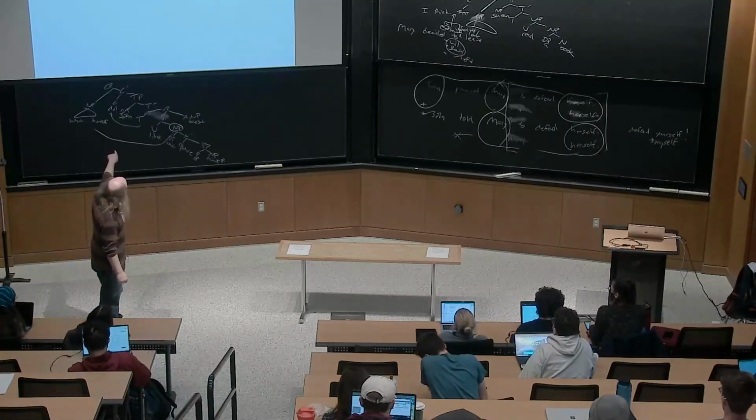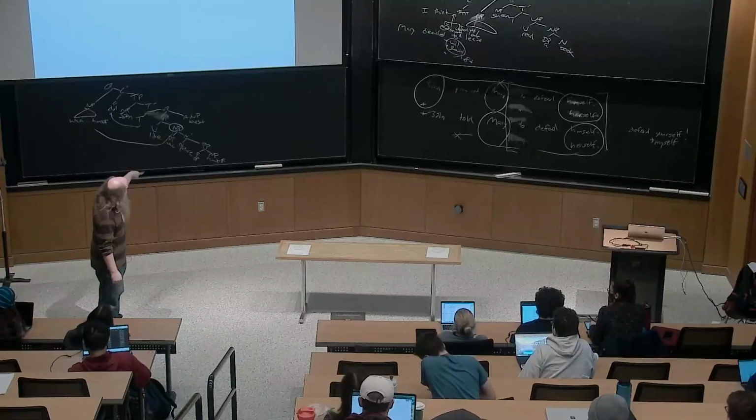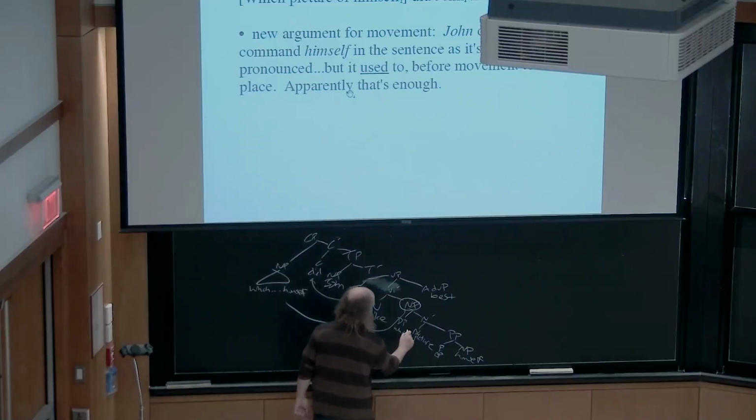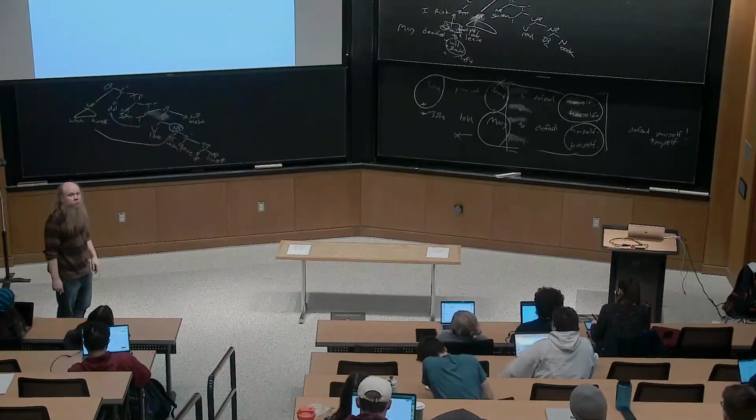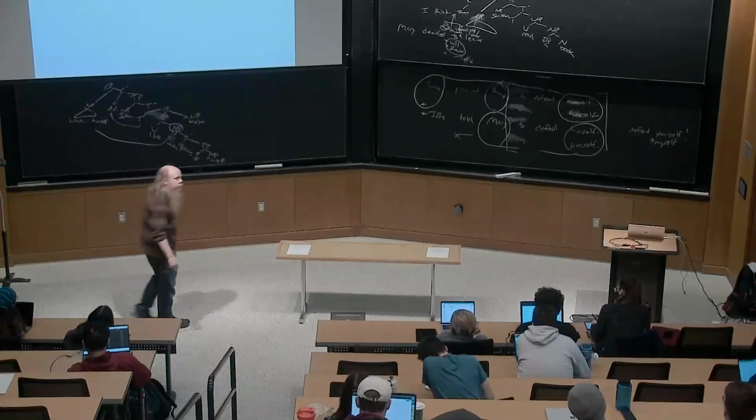So which picture of himself did John like best? And which picture of himself starts off as the sister of like, and WH moves and becomes the specifier of CP. Yeah, that's the derivation for that.